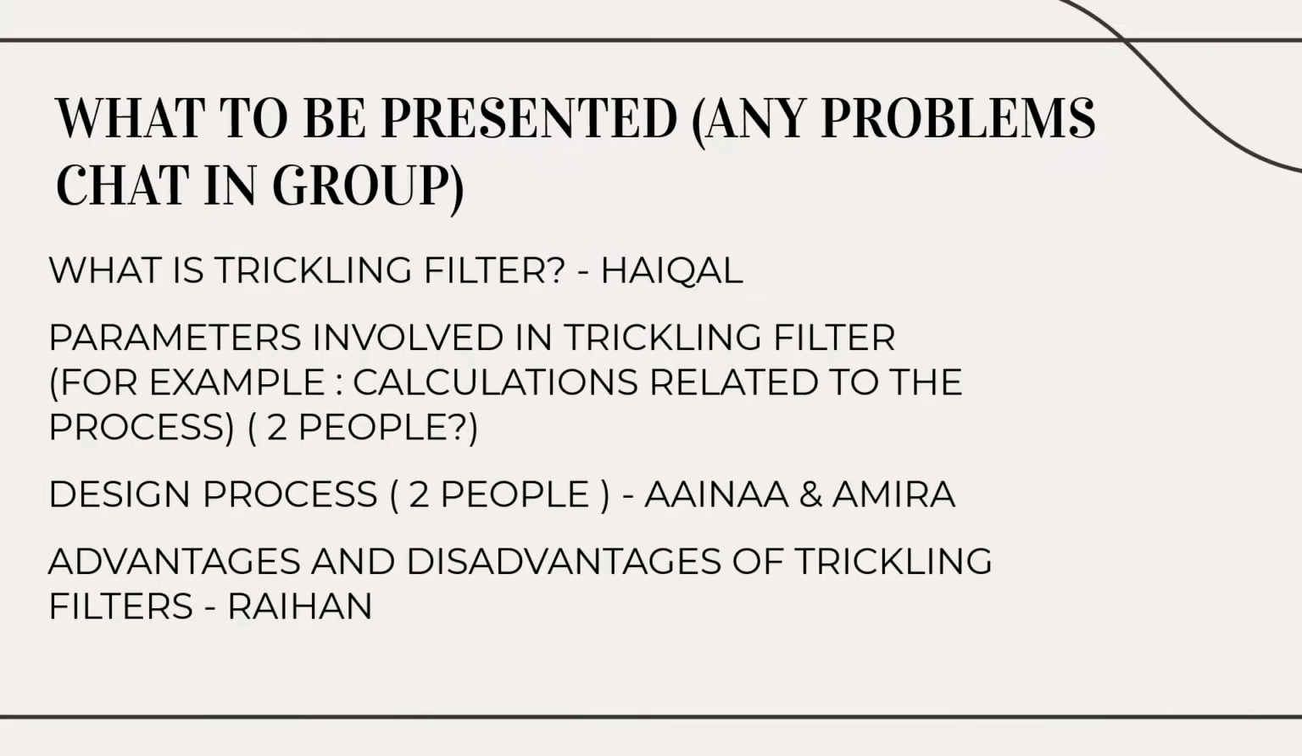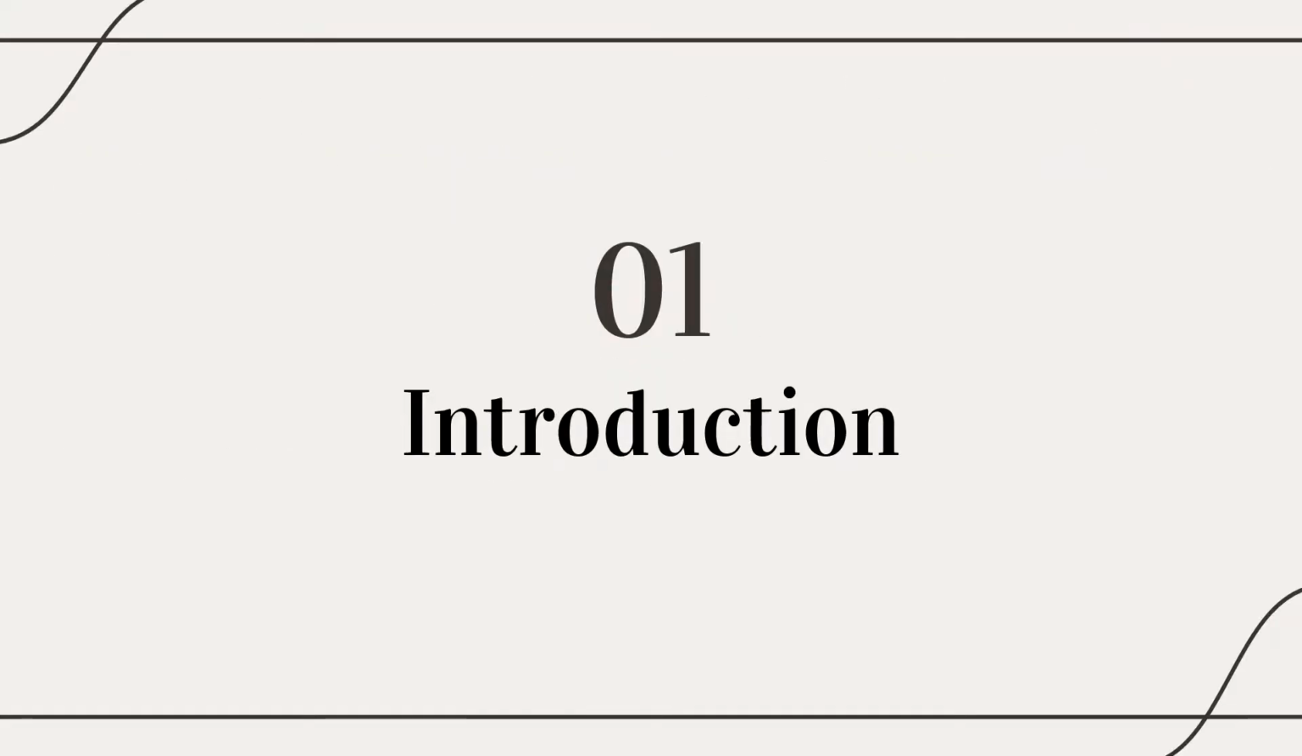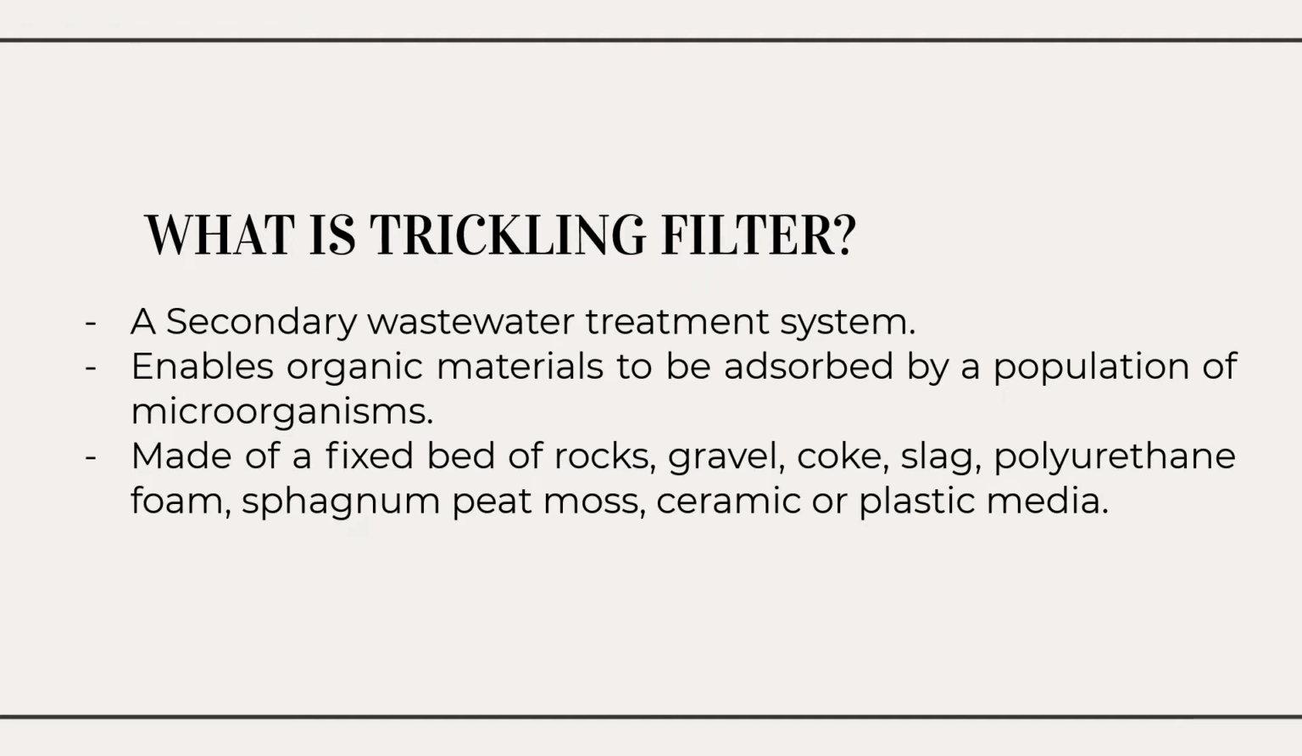Next slide. So for the introduction, what is actually a trickling filter? A trickling filter is a type of wastewater treatment system. It is used in phase 2. It actually consists of a fixed bed of rocks.